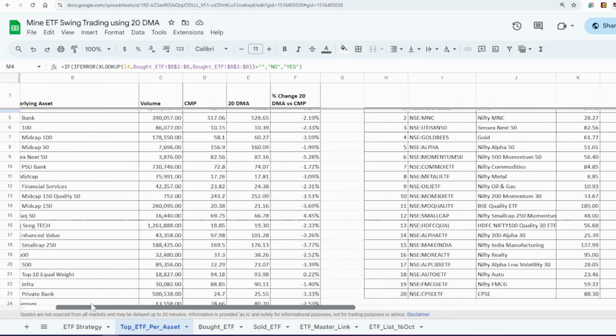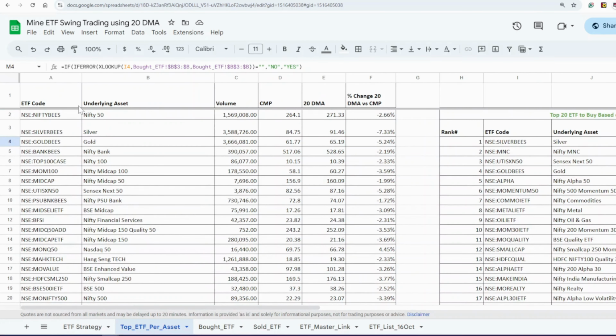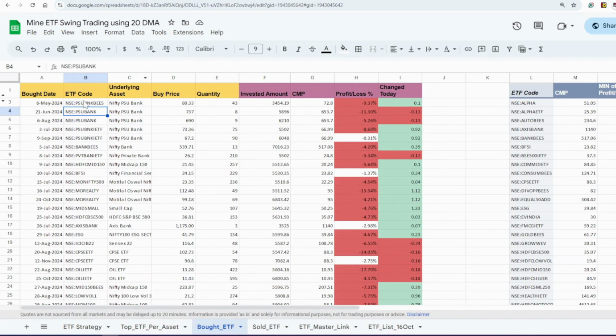I will be buying only one ETF per asset. So if it is a PSU bank, I will be buying only the PSU bank ETF and not the other. I will not be buying the PSU bank or PSU bank ETF. But since it was there, I have kept it like that, and I have not got the profit of that, so it is just lying in my account.